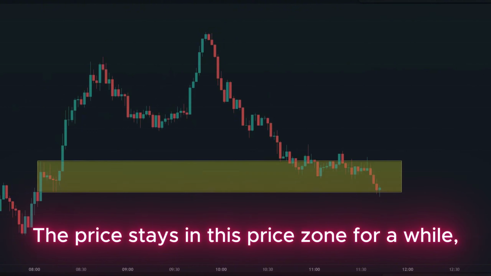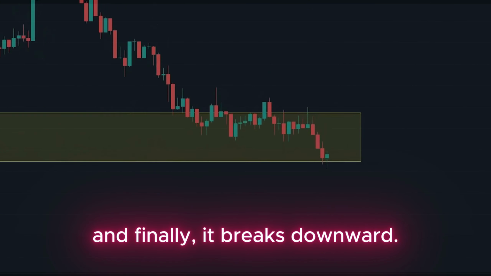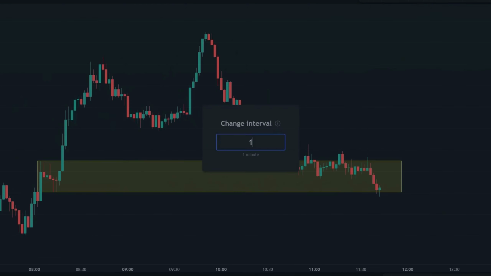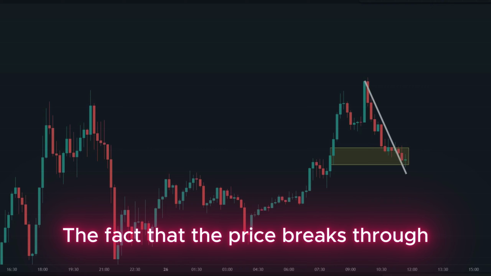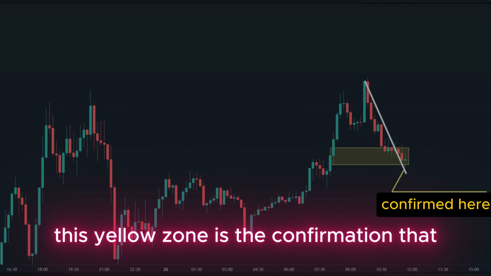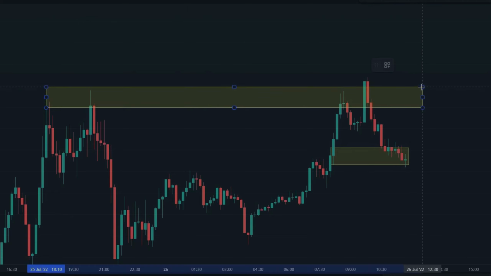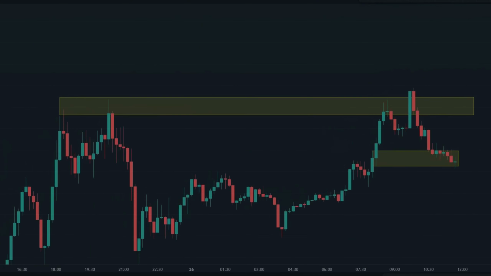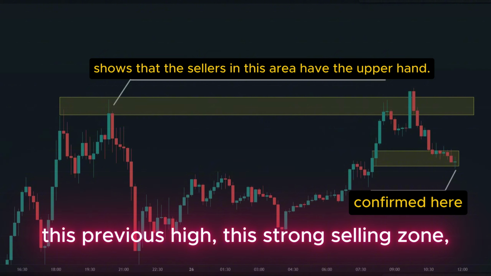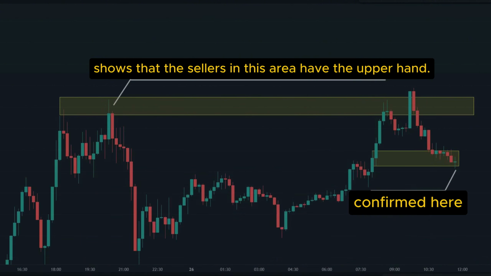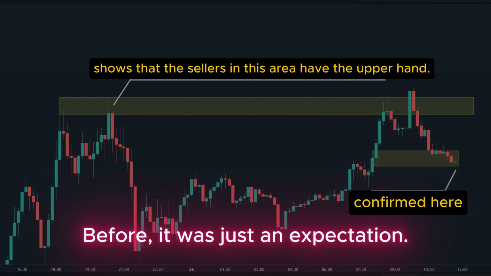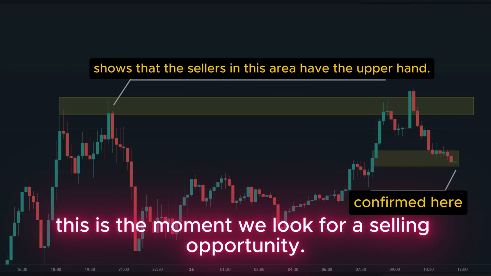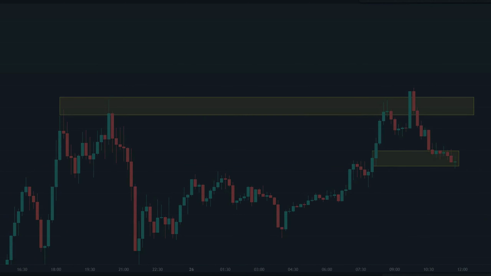The price stays in this price zone for a while, and finally, it breaks downward. It breaks through this price zone. The fact that the price breaks through this yellow zone is the confirmation that this previous high, this strong selling zone, has reversed the trend. So, at this moment, we start looking for a selling opportunity. Before, it was just an expectation, but now, this is the moment we look for a selling opportunity.